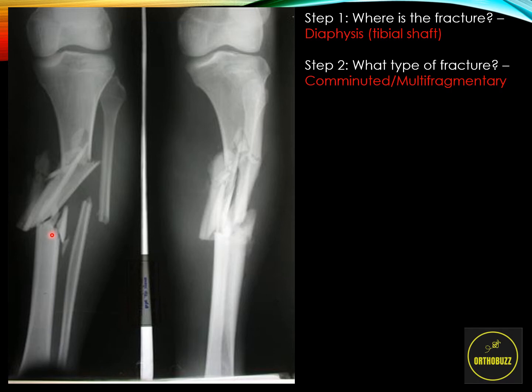Rotation, again, it's difficult to comment on this 2D image, but there doesn't seem to be any obvious rotation. A good way to assess that would be to see the ankle joint and see if that's rotated in comparison to the knee joint, which we can see.